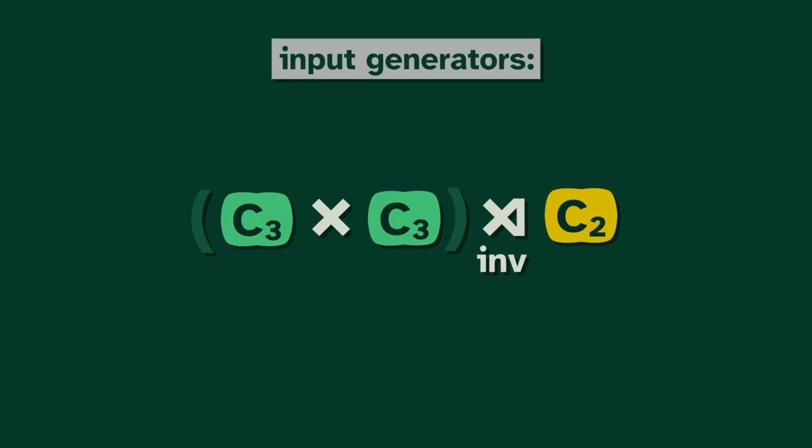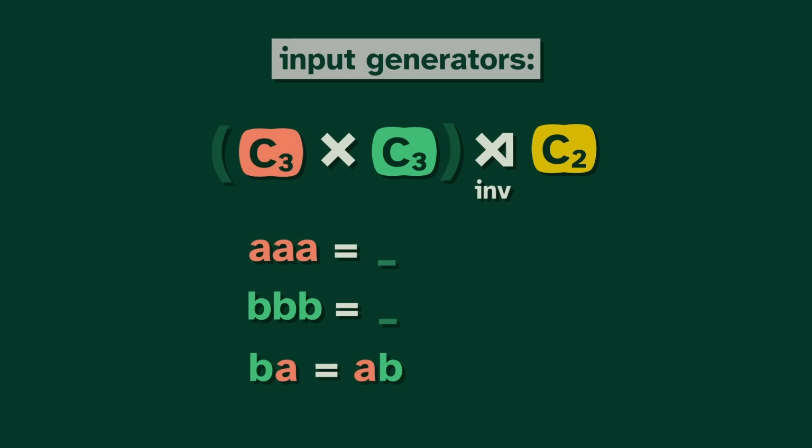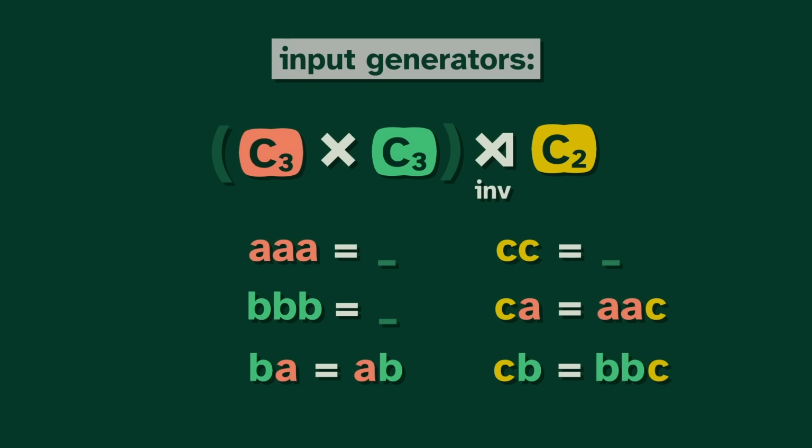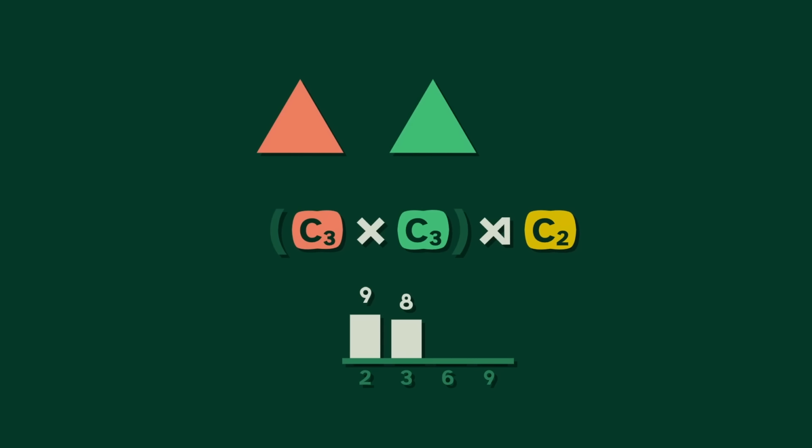Input generators. Oh, for the first C3, A cubed equals Einheit. Did you intend A equals blank? Yes, and then B equals blank, and they commute. Proceed. And then C equals blank, and C inverts A and B. Preparing bar chart. Whoa, it's all orders 2 and 3. Yeah, we can think of this as the symmetries of 2 triangles.